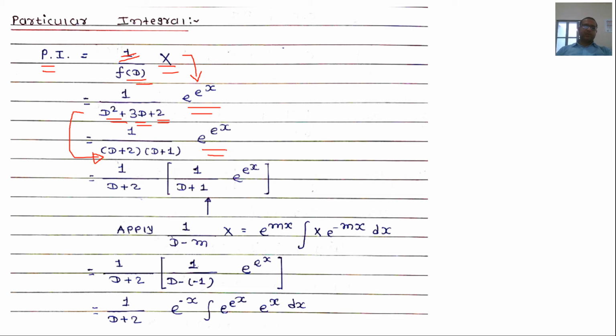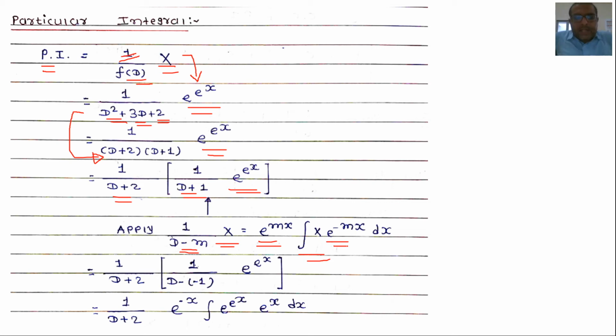Now according to the method of factor, first take the 1 upon D plus 2, either 1 upon D plus 2 or 1 upon D plus 1, as outside, and write any one factor inside the bracket, that is 1 upon D plus 1 into e raised to x. Now in this bracket apply the rule 1 upon D minus m into capital X is equal to e raised to mx integration X e raised to minus mx.